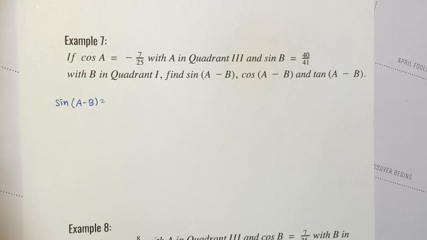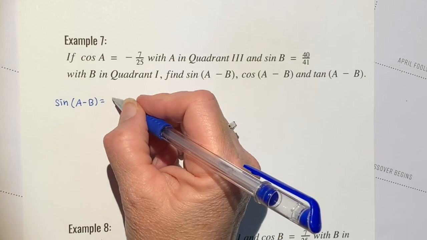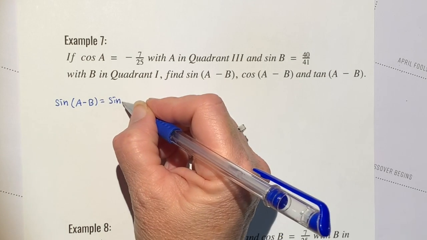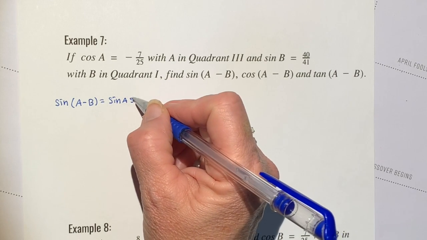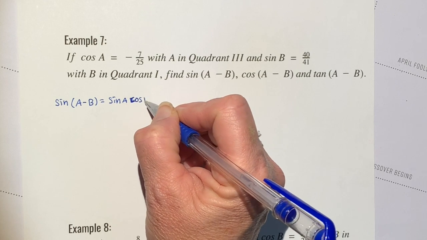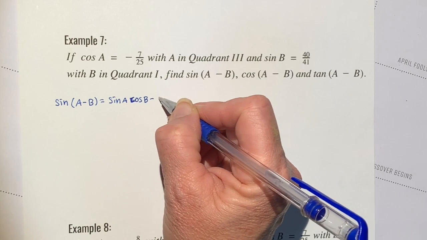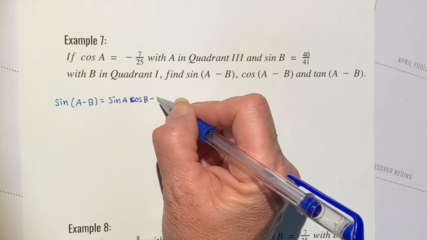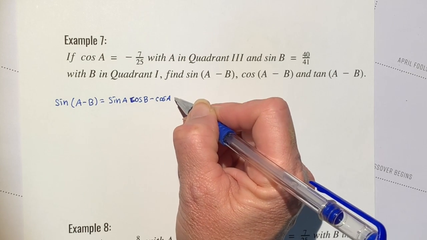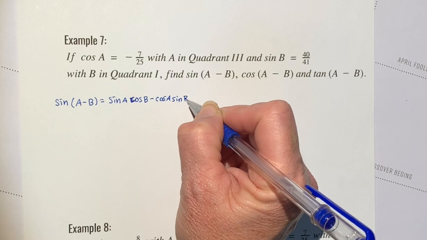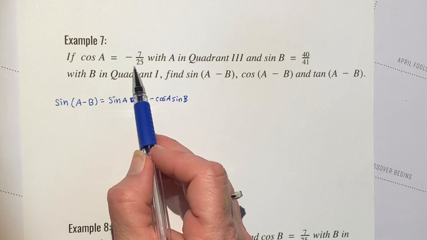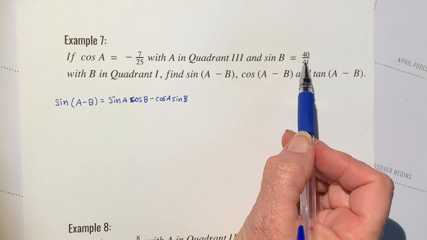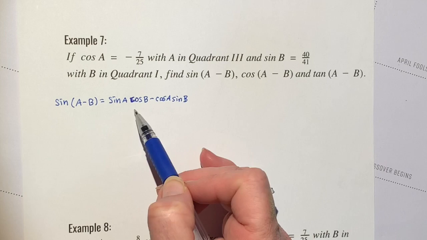Literally just directly from the formula for sine of a difference. Sine of a difference is equal to the sine of a times the cosine of b minus the cosine of a times the sine of b. Okay, well, I don't know this. They give me the cosine of a, so I know this. They give me the sine of b, so I know this. So I don't know either one of these. Let me go ahead and fill these in.